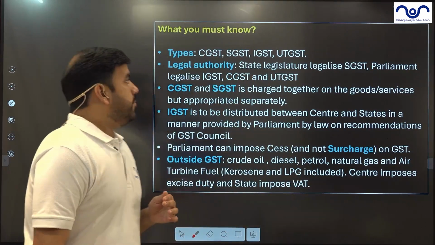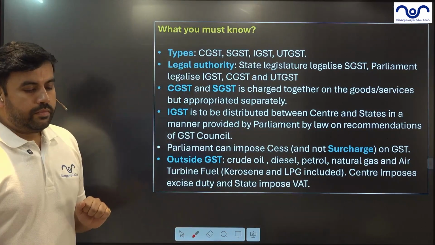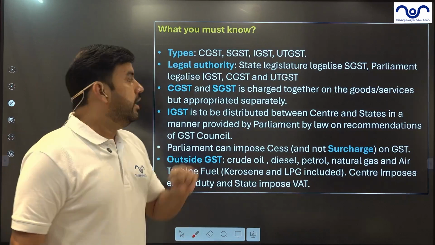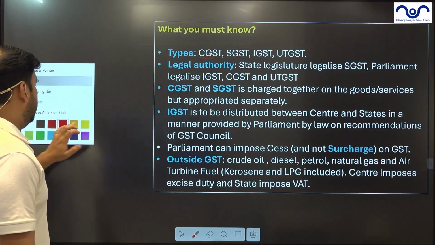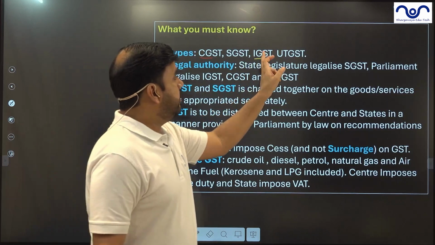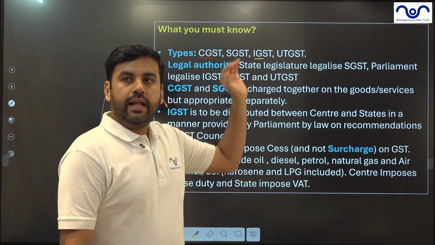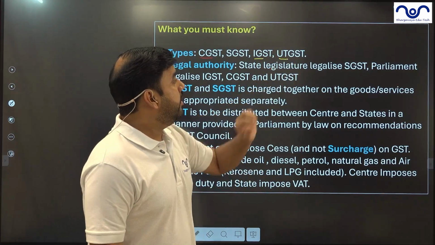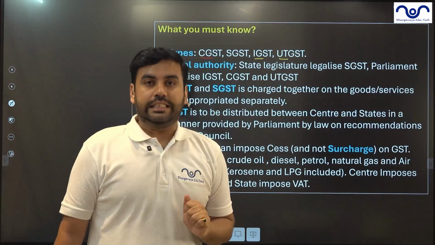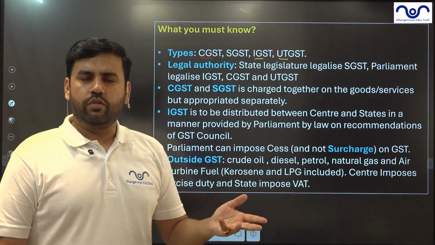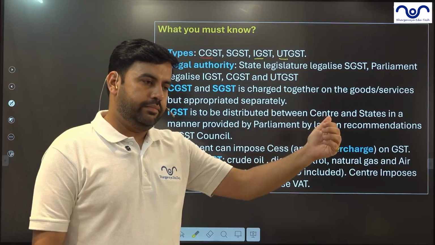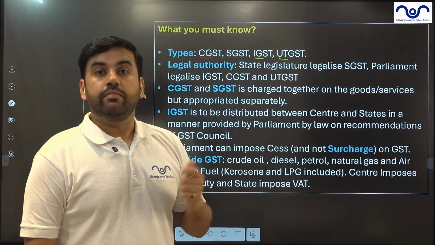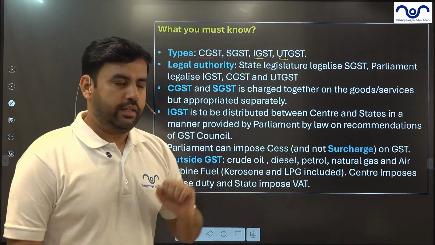Now, GST types. There are 4 types. Central GST, that is CGST. Then we have state GST. Then we have interstate GST, right? And then we have union territory GST. Now, union territory GST, all of you know, it is implemented like in Ladakh, like in Delhi, like in Chandigarh, Andaman Nicobar, and all those areas.